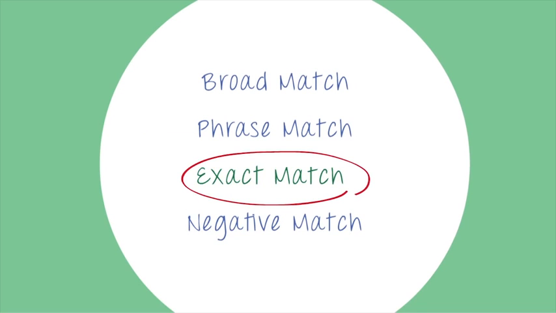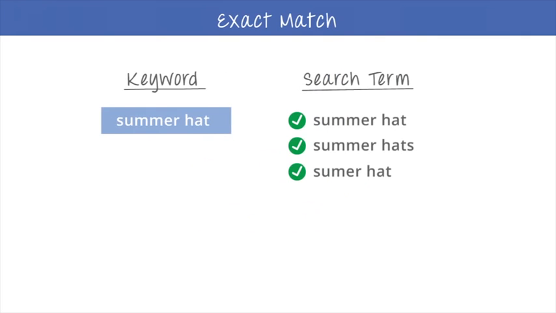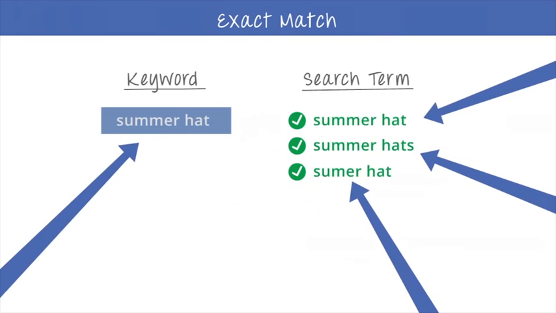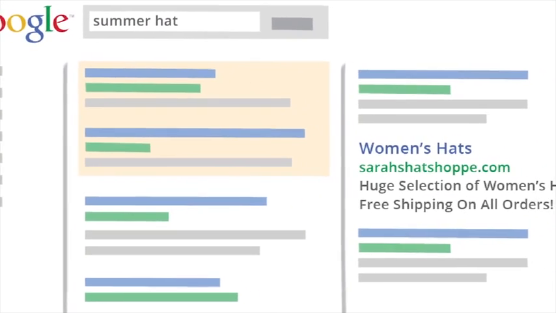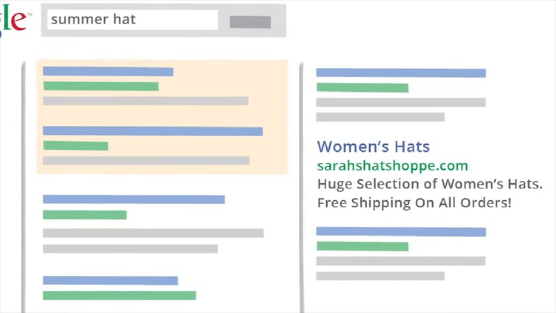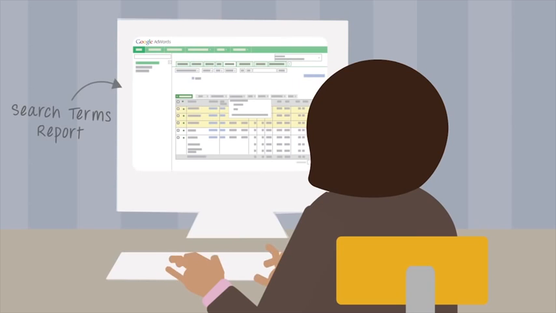The exact match option is much more selective. With exact match, a person's search term must match your keyword almost exactly for your ad to show on the search results page. After using AdWords for a few months, Sarah has collected enough data in her account to determine which of her keywords are leading to the most sales.